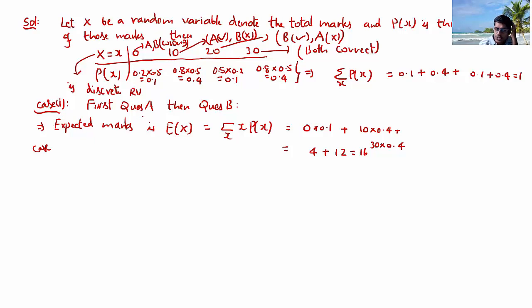So whenever first question A is attempted, then the favorable cases are marks 0, 10, 30. Case 2: first question B, then question A.